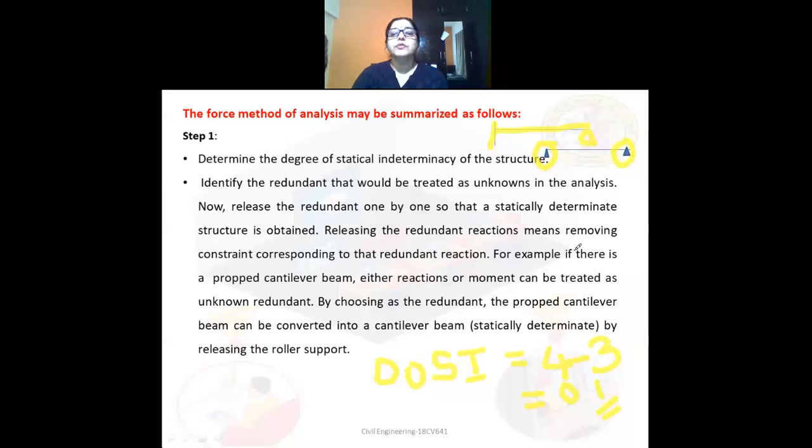So in this problem, there is a propped cantilever. Either reactions or moments can be treated as an unknown redundant. By choosing the redundant, the propped cantilever beam can be converted into a statically determinate cantilever beam by releasing the roller support. So I can remove this reaction as a redundant, then it will become a cantilever beam, or else I can remove the moment at the fixed support, then it will become a simply supported beam. So there are many ways you can select a redundant. You can select either a moment or a reaction as a redundant in this problem.